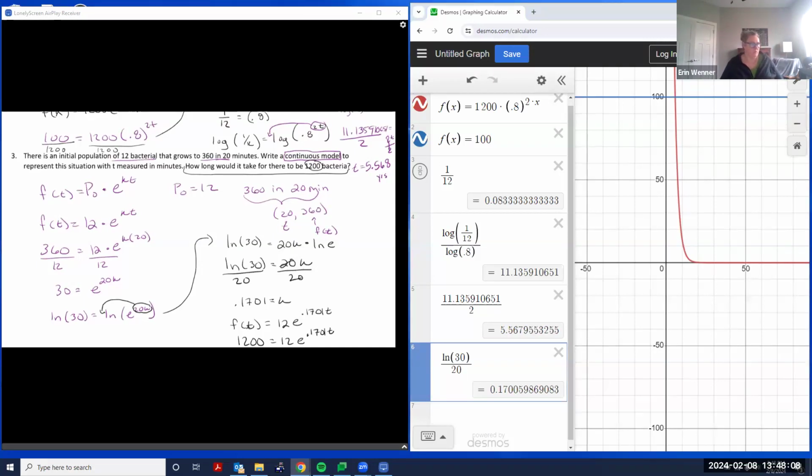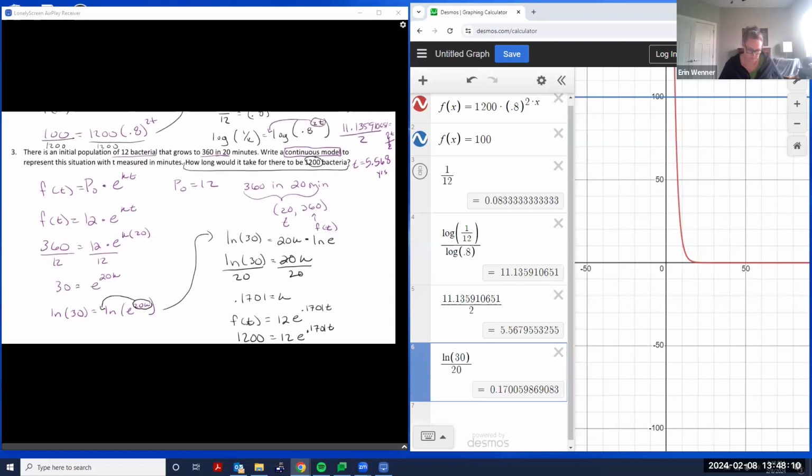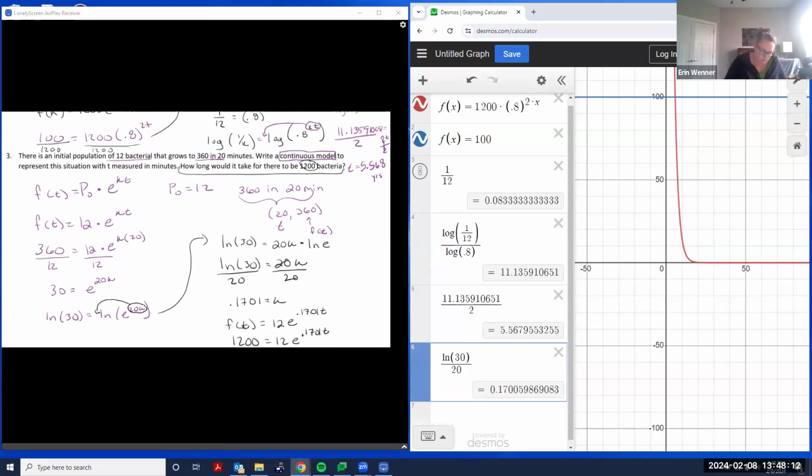Okay, so let's solve this. What do we need to do? Well, first of all, let's give ourselves some more space. Let me copy this and go to the next page.